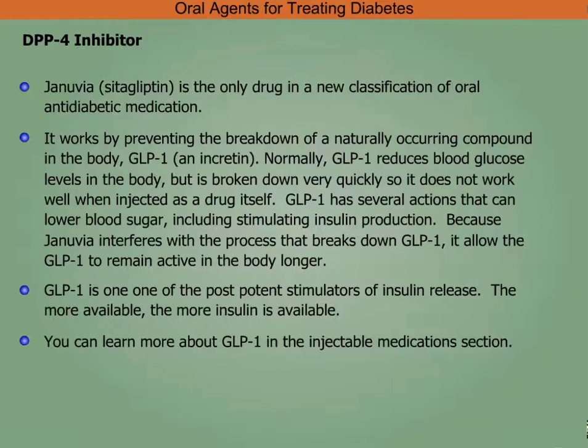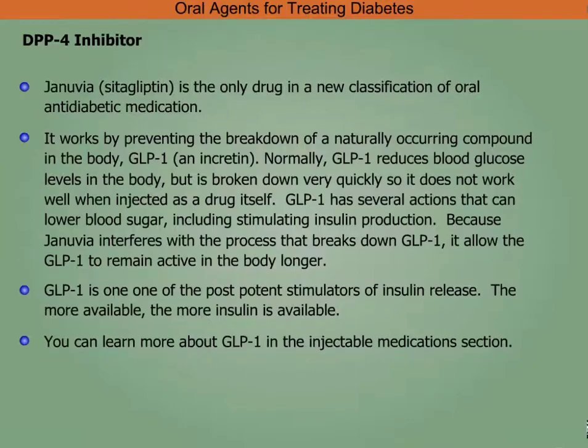Because Januvia interferes with the process that breaks down GLP-1, it allows the GLP-1 to remain active in the body longer. GLP-1 is one of the potent stimulators of insulin release. The more available, the more insulin is available. You can learn more about GLP-1 in the injectable medications section.